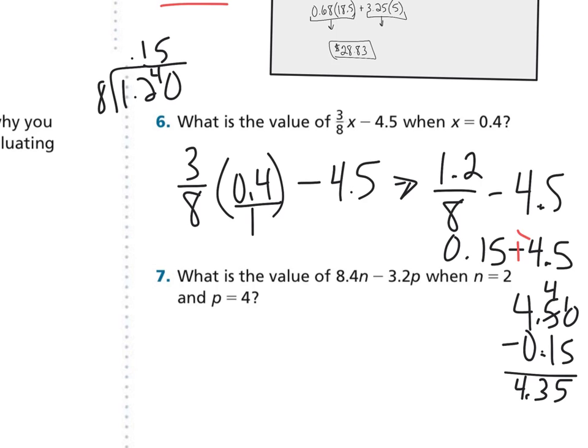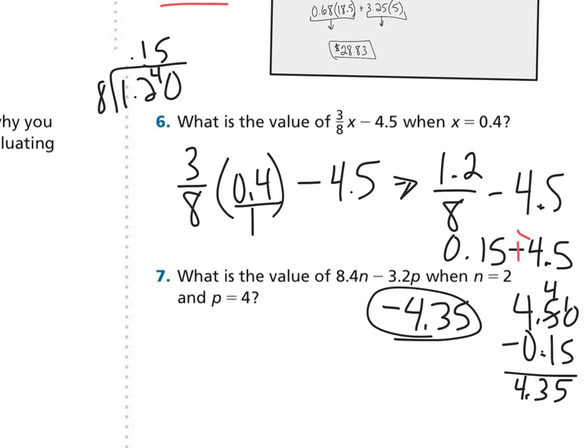Well, which one did we have more of? We had more negatives, so that would be negative 4.35. If anybody did anything with fractions there, it's negative 4 35/100, which reduces to negative 4 7/20, would be another option for working that one out.